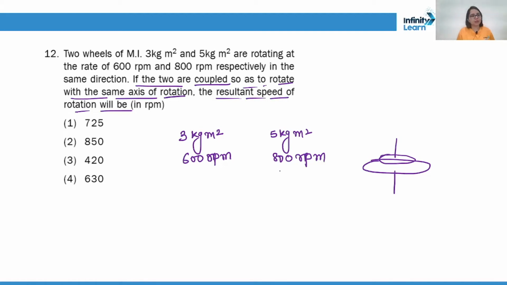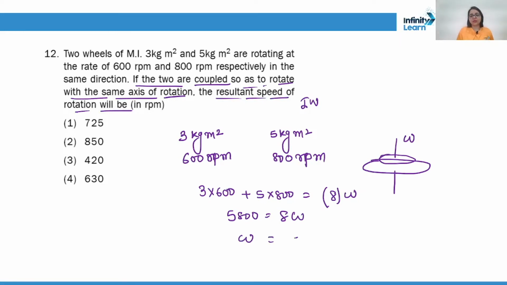So initial angular momentum of this complete setup will be 3 into 600. Angular momentum is I into omega, plus 5 into 800. Now these two are rotating with a common angular velocity omega. Then the final moment of inertia is 3 plus 5, that is 8, into omega. So this will be 1800 plus 4000, that is 5800, equals 8 omega. So omega will be 5800 divided by 8, and it is 725.